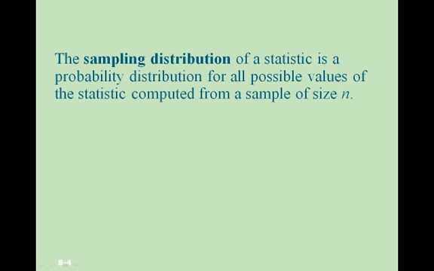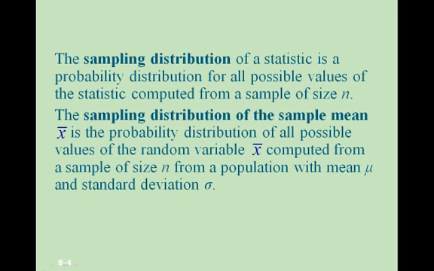The sampling distribution of a statistic is a probability distribution for all possible values of the statistic computed from a sample of size n. The sampling distribution of the sample mean, X bar, is the probability distribution of all possible values of the random variable X bar computed from a sample of size n from a population with a mean of mu and a standard deviation of sigma.